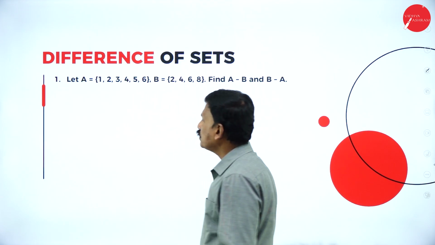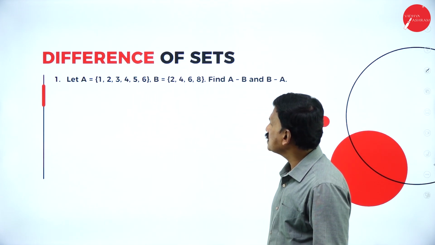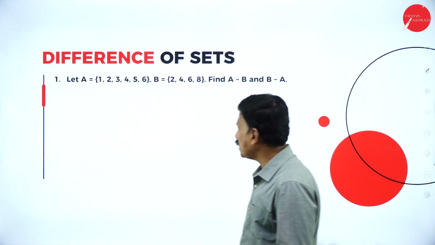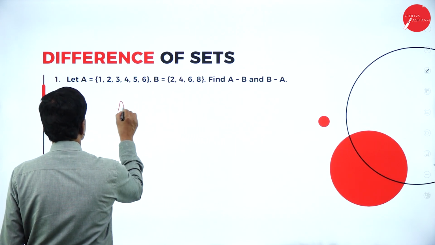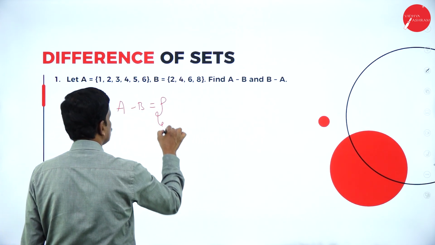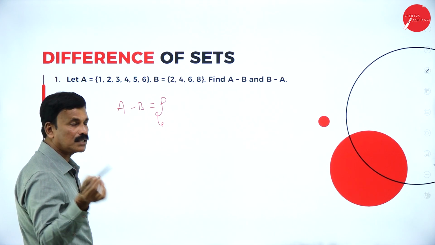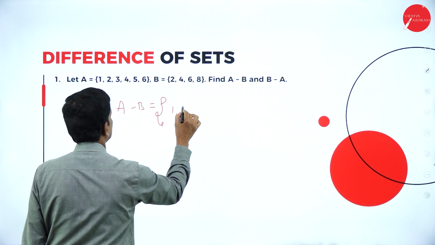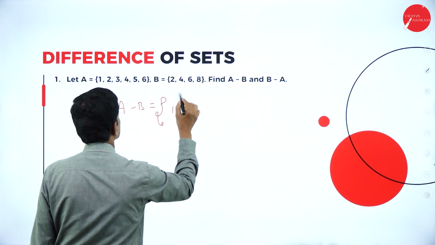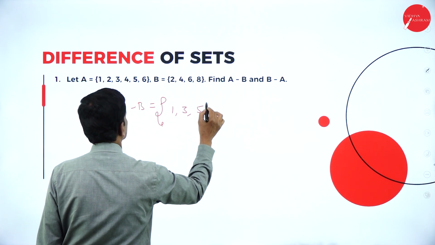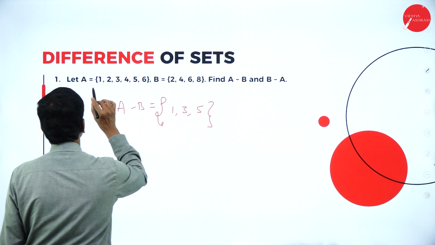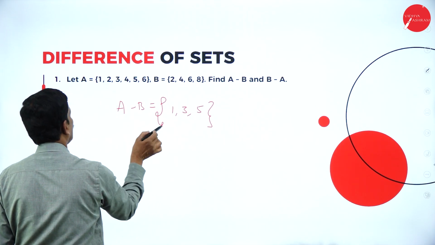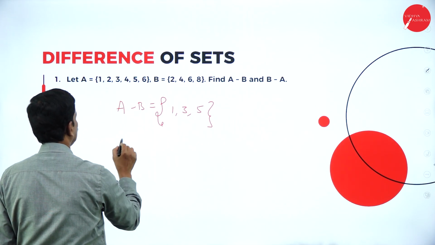Now one more example. A is equal to {1, 2, 3, 4, 5, 6}, B is equal to {2, 4, 6, 8}. Then find A minus B and B minus A. Now what is A minus B? A minus B means elements which are in A but not in B. In A we have 1. So 2 we don't want, 3, then 4 is there, 5, that's it. So A minus B contains 1, 3 and 5.